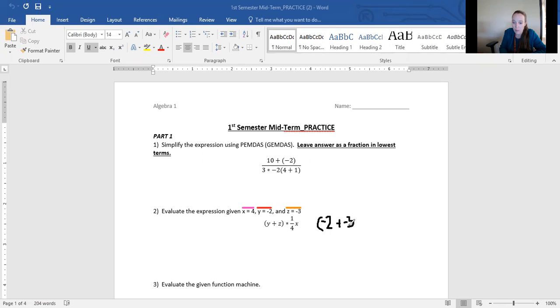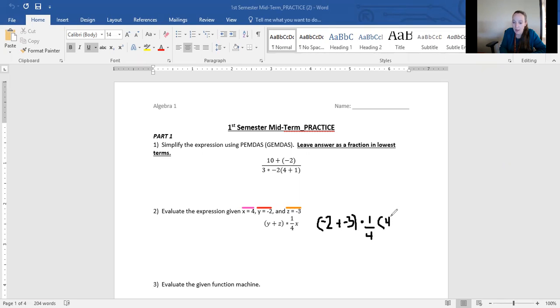Notice I'm writing out every single step so I understand what I'm doing. Then I'm going to multiply by 1/4 times x. And my x is 4. I'm going to put that in parentheses.